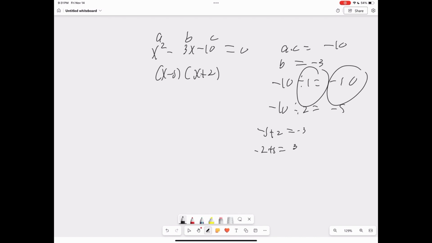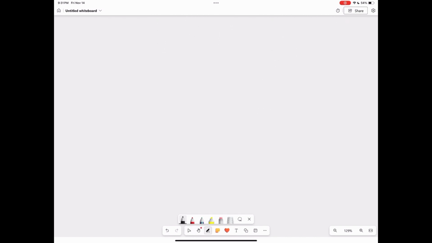Okay, let's try another one. X squared plus 11x plus 24. So, remember, label A, B, and C. Our A times C is 1 times 24, which is 24, and our B value is 11. So what multiplies to 24 and adds to 11? Right away, I know. Let's go fast right here. It's x plus 3 and x plus 8. There we go.